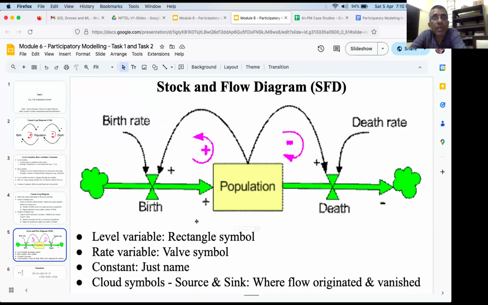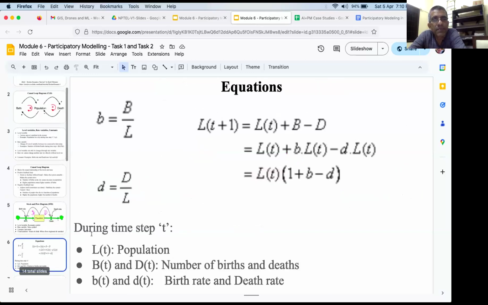Now, when you want to run simulations, same thing. You put level variables as rectangles, rate variables as valves, and all the constants that feed into it as just labels. Okay, population into birth rate is birth. This is how you write the equations. Okay, this is one task.